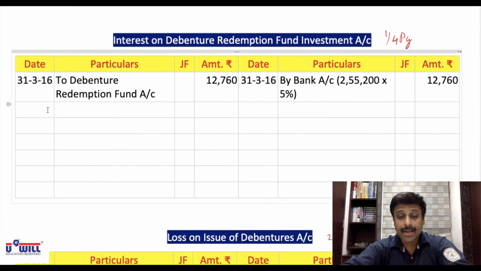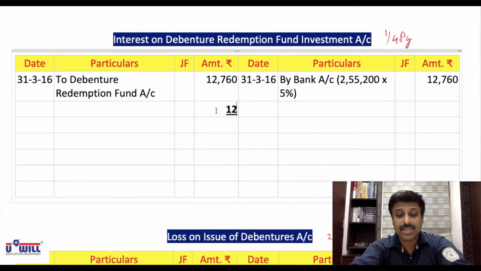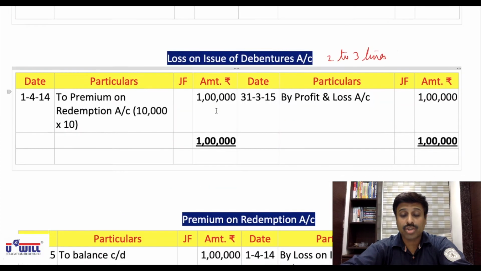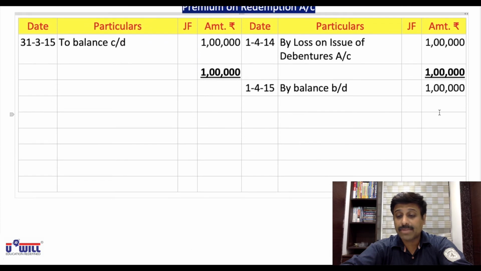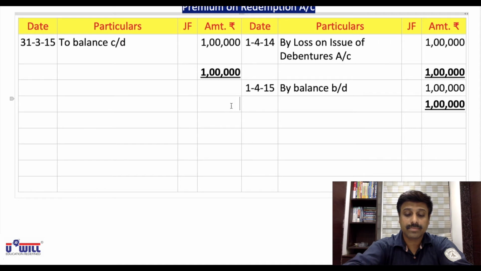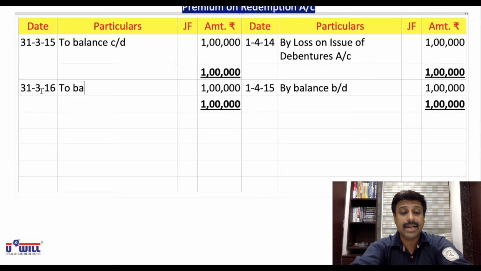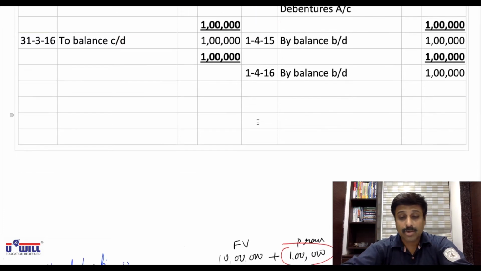523,200. Interest account will be squared up, so both the sides 12,760, and loss on issue is already closed. Premium on redemption, 1 lakh on both the sides, and balance also 1 lakh. By balance carried down, and opposite side after the totals, by balance brought down. Now second year's entries are done.